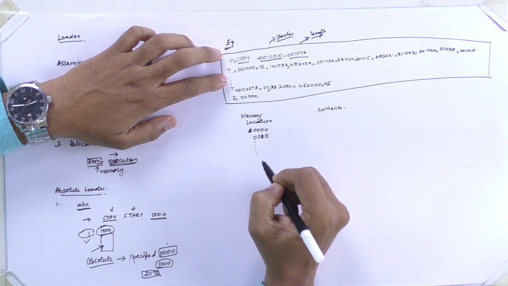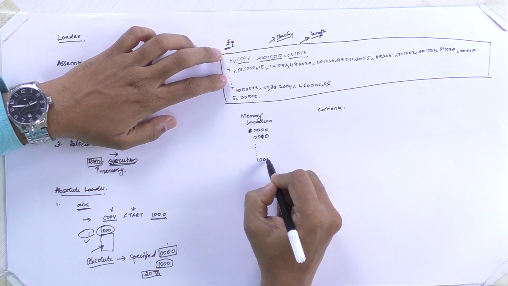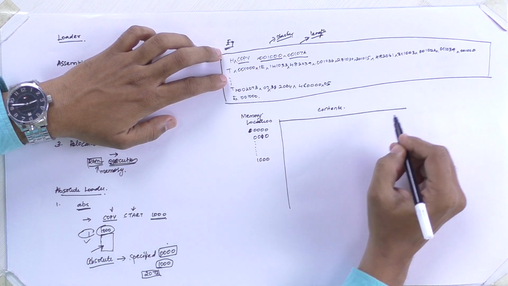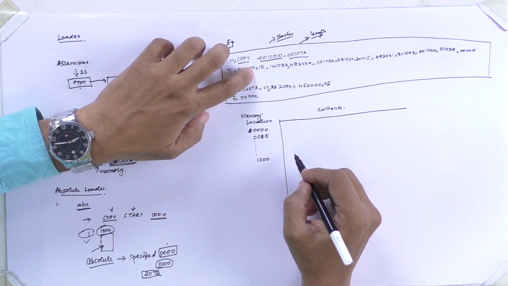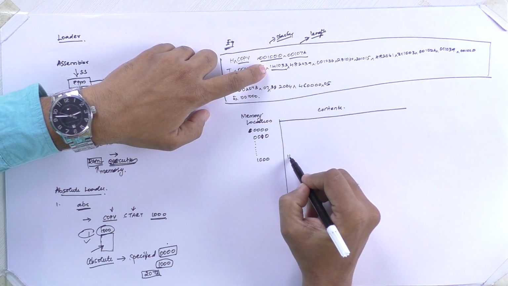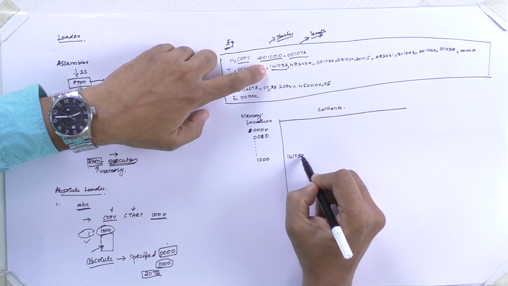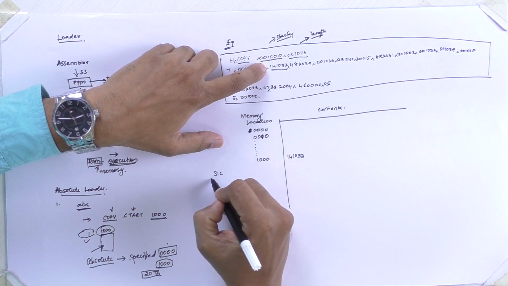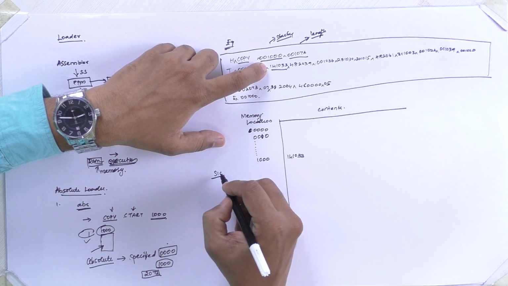Similarly, you have memory locations. Suppose this location is 1000. I will specify this is the 1000th memory location. So, our program starts at location 1000 and the first object code is 141033. Now, you have to specify this is an SIC program. We have already discussed SIC and SIC/XE.